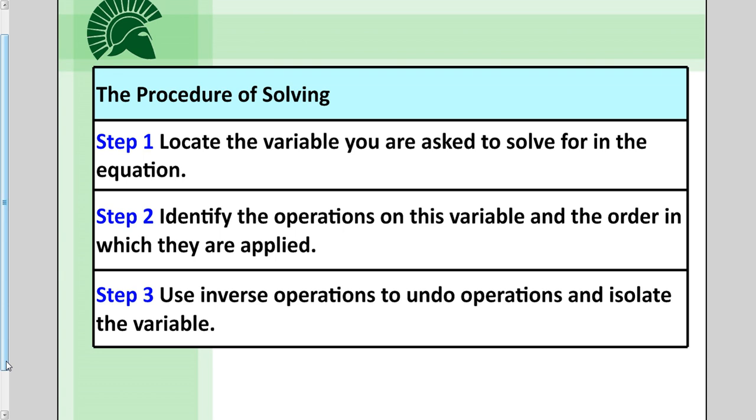So the first thing is we're going to locate the variable that you're asked to solve for in the equation. Then we're going to identify the operations on this variable and the order in which they are applied. The third step is to use inverse operations to undo the operations and isolate the variable. Remember, when we finish solving, we should have a positive variable that has the coefficient of 1, and it should be in the numerator. It should not be in the denominator.